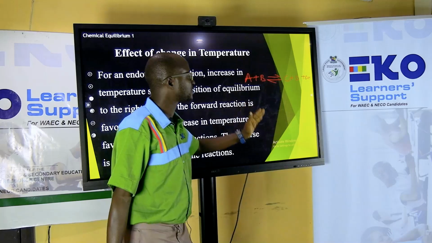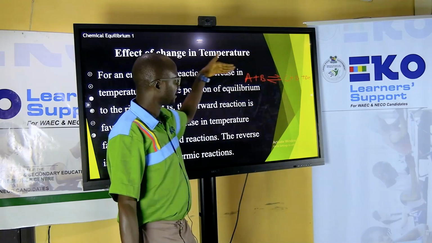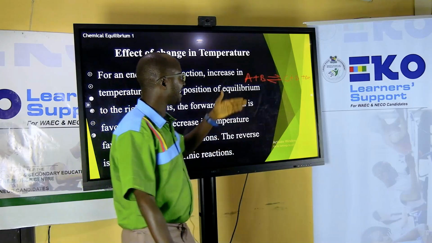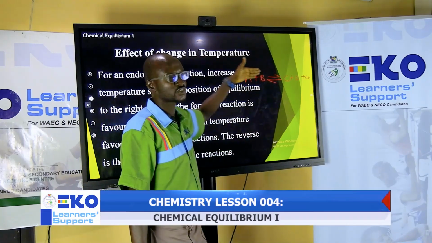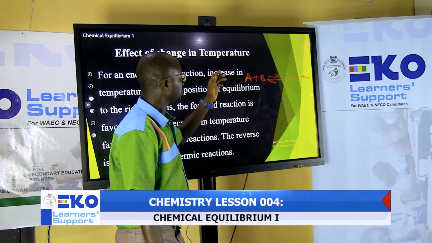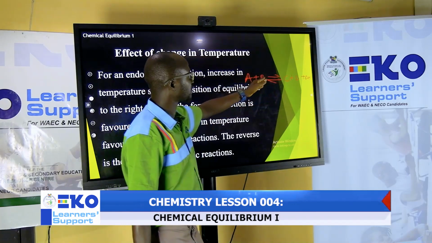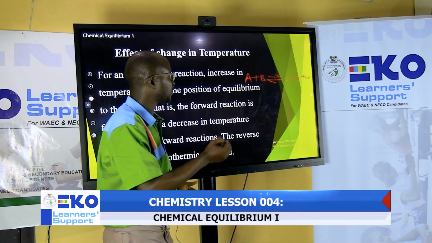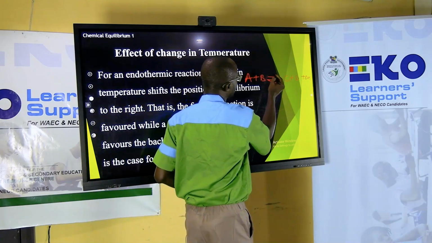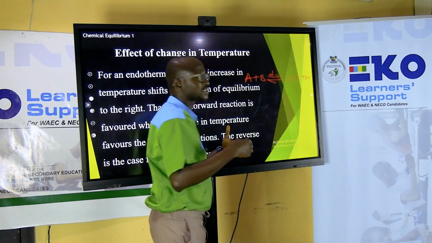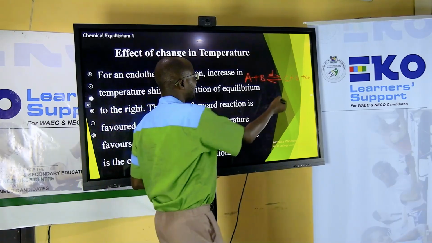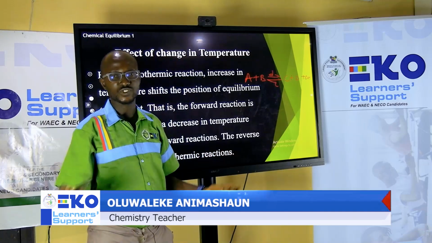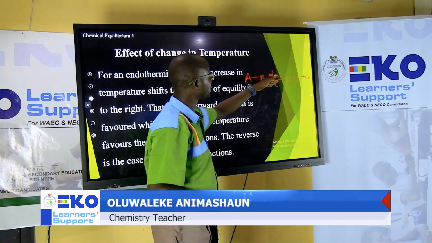Whenever a reaction is said to be endothermic, it is the forward reaction that is endothermic. When a reaction is said to be exothermic, it is the forward reaction that is exothermic. So in this reaction, the forward reaction is endothermic. I always tell my students to put a clue. Endothermic can be represented by letter D to show that it leads to decrease in temperature, while exothermic can be represented by letter I to show that it leads to increase in temperature.